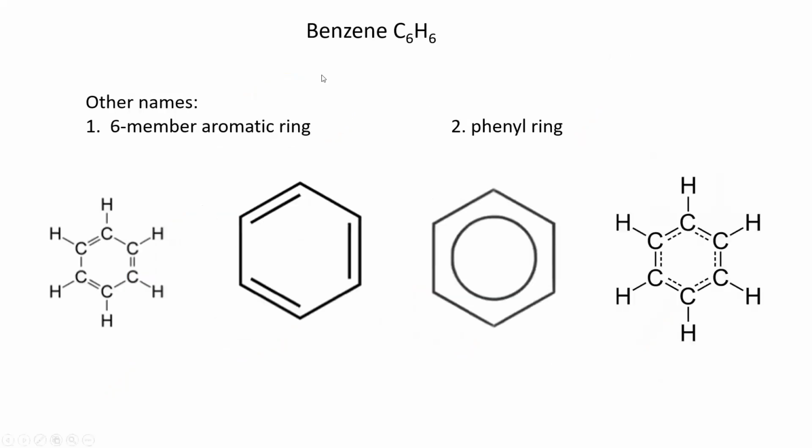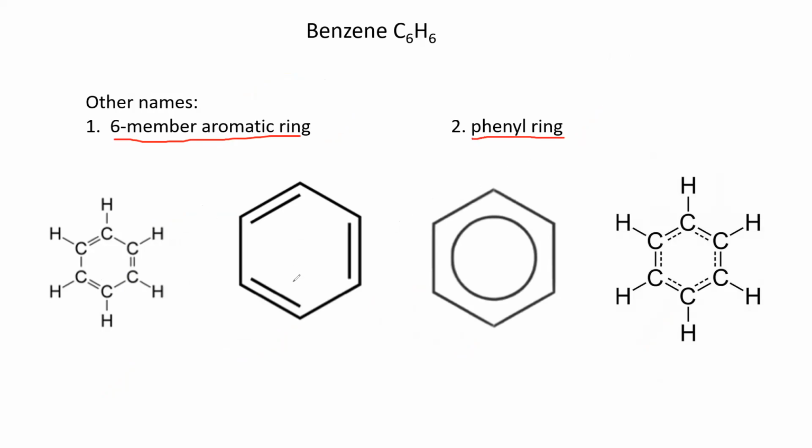So with the benzene ring, as I mentioned, it has other names. It could be called a 6-membered aromatic ring. This is one alternate name for a benzene ring. It could also be referred to as a phenyl ring. So again, these are alternate names that can be described for a benzene ring. And if you end up taking organic chemistry, you'll learn the difference between these names.